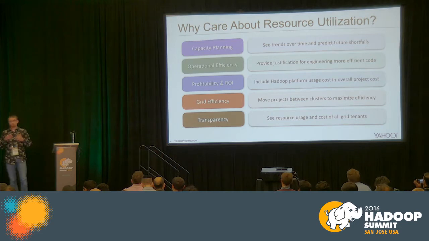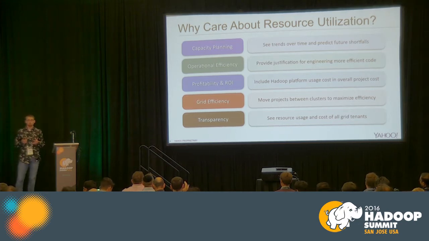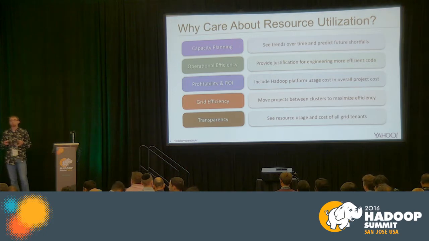But let's step back from that for a minute and just spend a minute to talk about why we should put any of our valuable engineering time and effort into capturing and analyzing resource utilization metrics. First up is capacity planning. The ability to see these trends over time helps us better predict future resource shortfalls and actually be proactive about getting more resources in place before that happens.